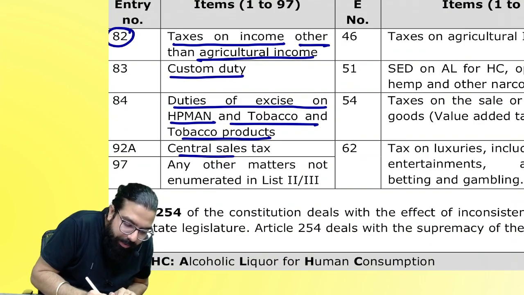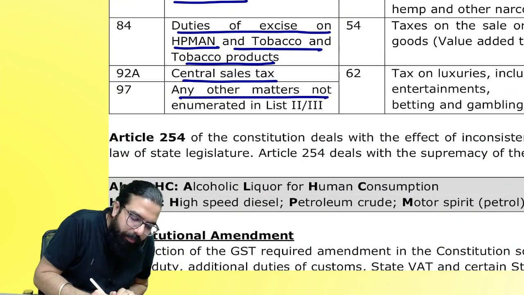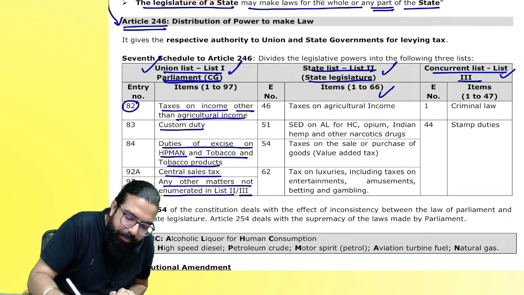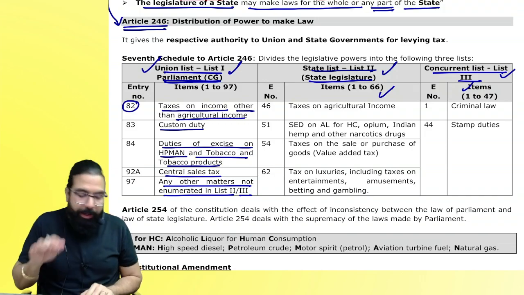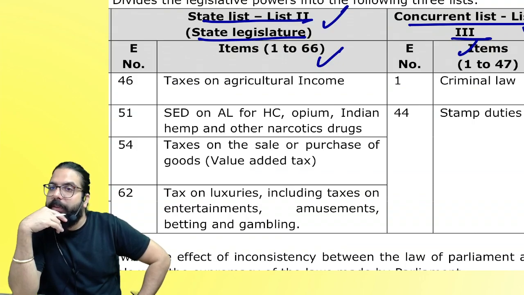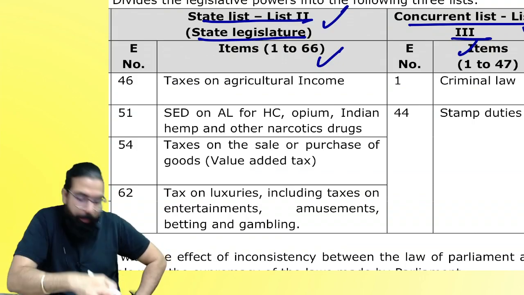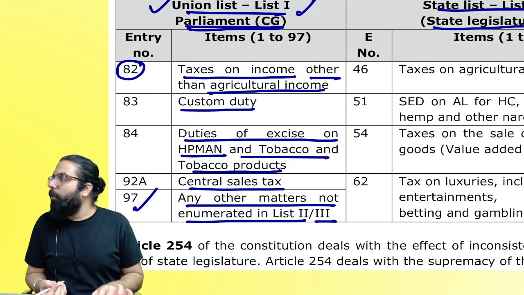On this and tobacco product, who will make the law, everyone? Central government. Central sales tax, who will make the law? Central government. Last one, any matter which is not there in list number 2 and 3, who will make the law? Central government. Can we go ahead, everyone? Next, service tax ka law which was made, who made the service tax law? Central government, by using this power. You getting my point? Everyone over here.